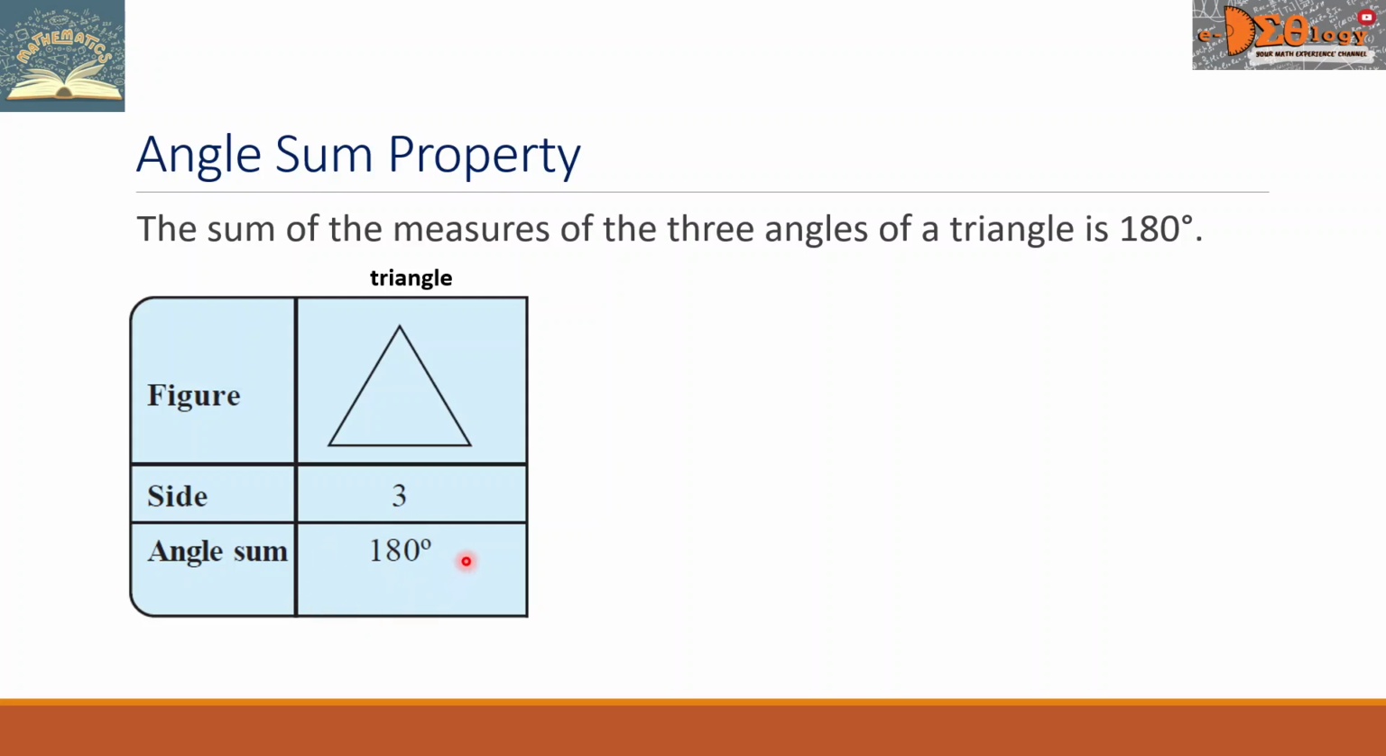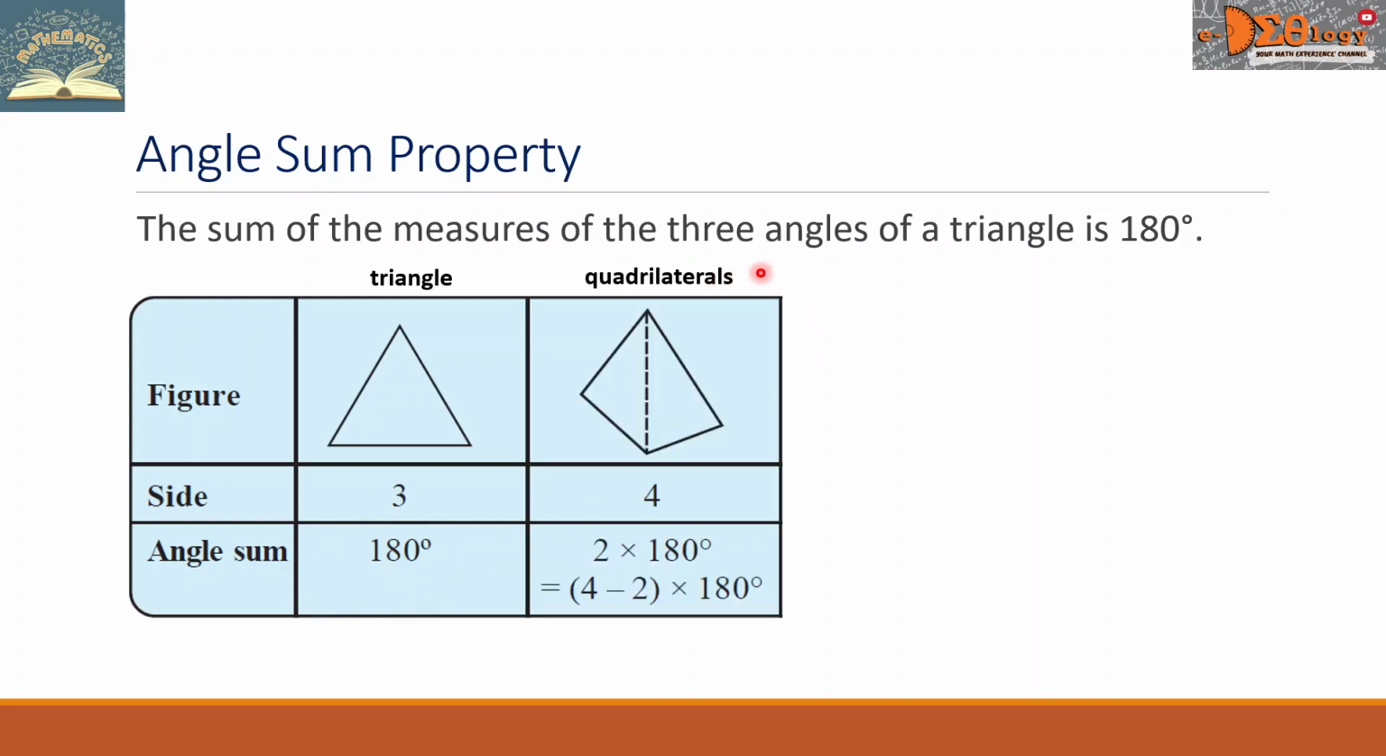In connection with this value, let's see quadrilaterals. There are four sides. The angle sum is 2 times 180 degrees. It seems that the number of sides, which is 4, minus 2, multiplied by 180 degrees. And the answer is 360 degrees. By then, we say that the sum of angles of quadrilaterals is 360 degrees.